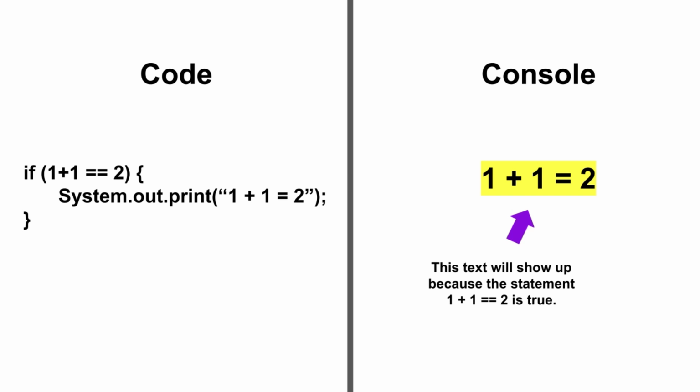Before proceeding, if you're wondering why we are using two equal signs, then I have an answer for you. In Java, a single equal sign assigns a value to a variable, while a set of double equal signs checks if two things are the same.